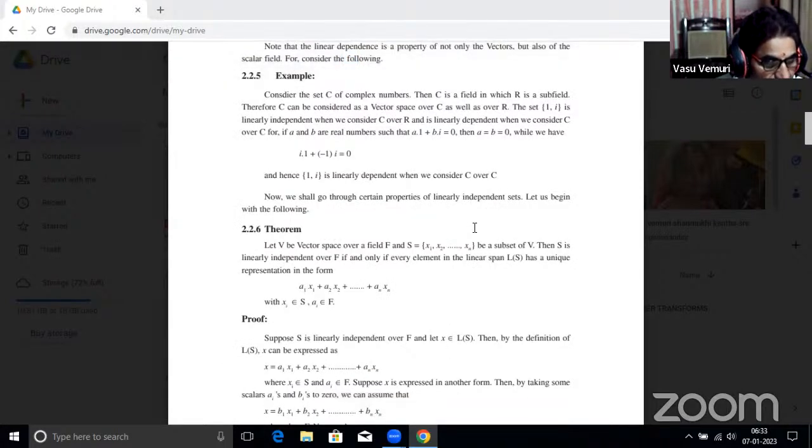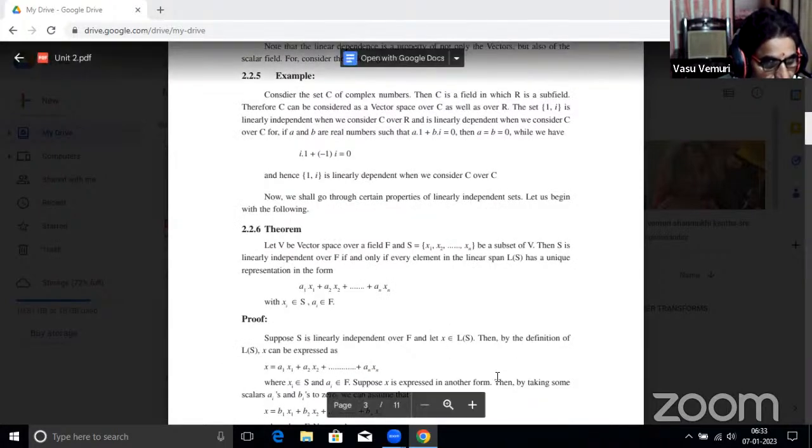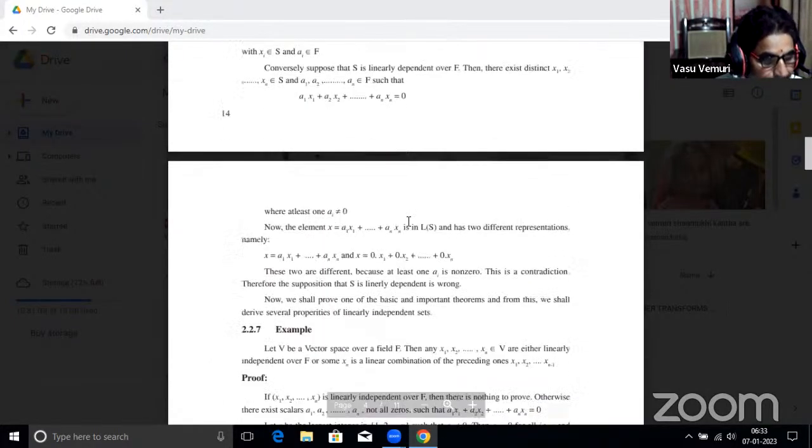Is it visible? Okay. Now just you have to see here.